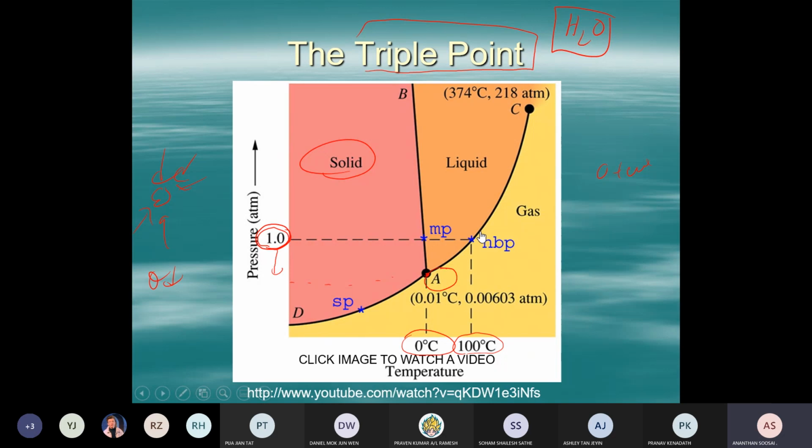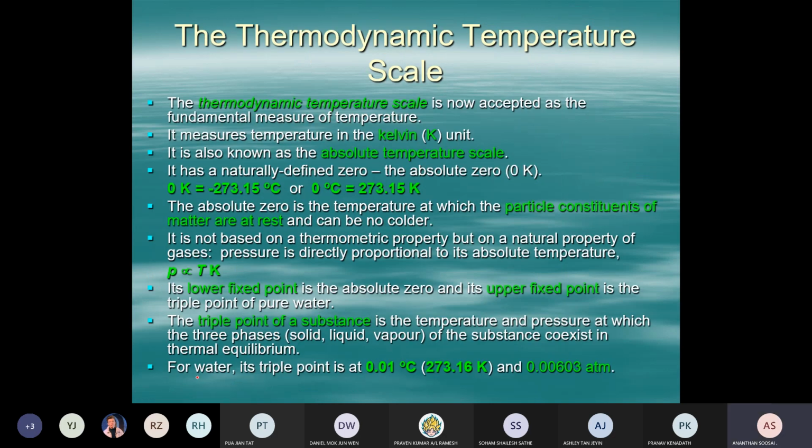And this happens at what temperature? Through experiment, they found that the triple point of water is at 0.01 degrees Celsius, at a pressure of 0.00603 atm. So this is called the triple point of water. The 0.01 degrees Celsius, if I change to Kelvin, becomes 273.16 Kelvin. So this is the second fixed point.